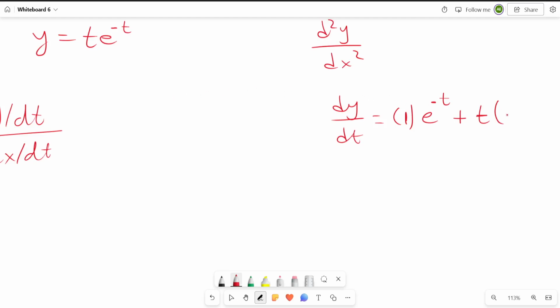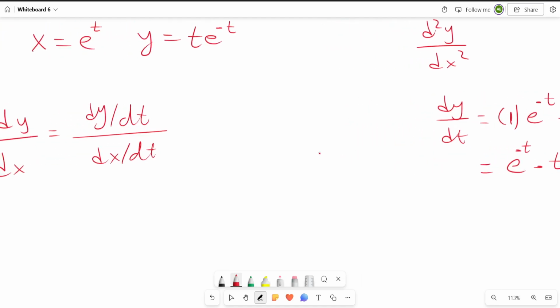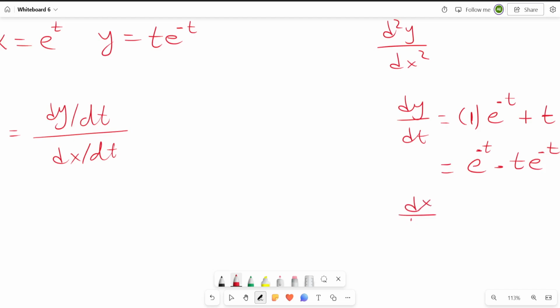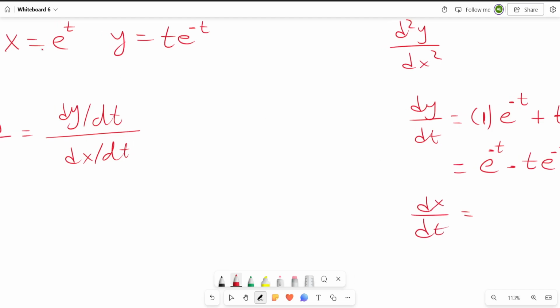So what's differentiation of e power negative t? It's basically e power negative t multiply differentiation of negative t, which is negative 1. So my dy by dt is going to be 1 times e power negative t, which is e power negative t, and then we'll have minus t e power negative t. This is dy by dt. Okay, to find dx by dt, we'll basically differentiate this expression over here, which is super simple. It's going to be e power t.